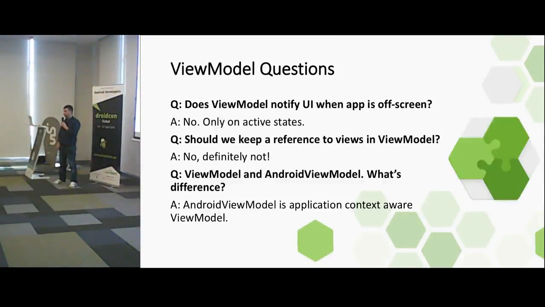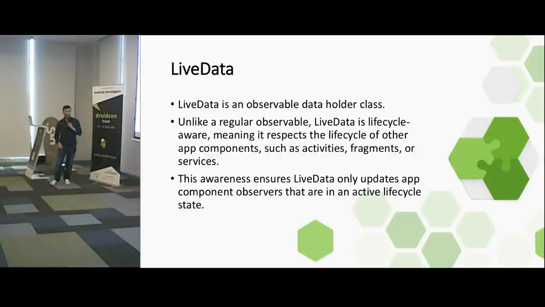ViewModel and AndroidViewModel, what is the difference? We say do not keep a reference to context in your ViewModel, but what if you need a context object? You know, for instance, you want to reach the system services. The solution is just to extend the AndroidViewModel class instead of ViewModel. AndroidViewModel extends ViewModel, and in one of its constructors, it has a direct reference to the application context object. You can safely use it.